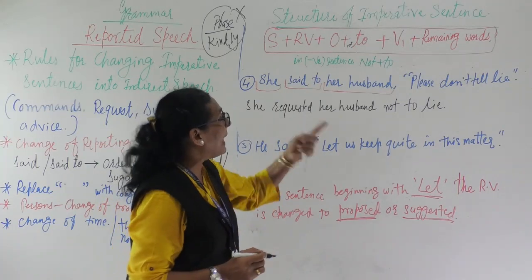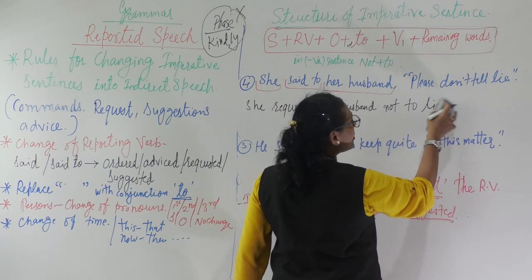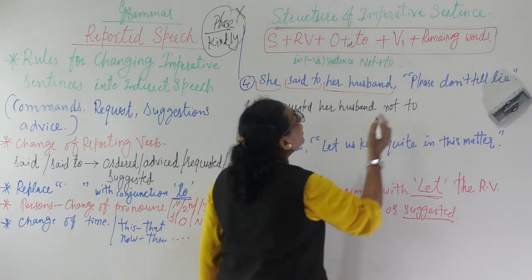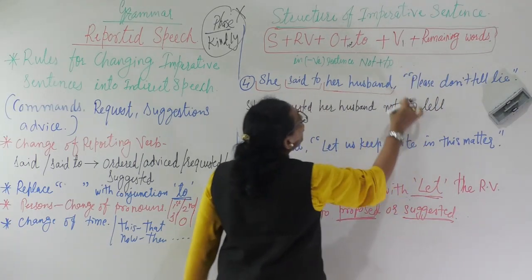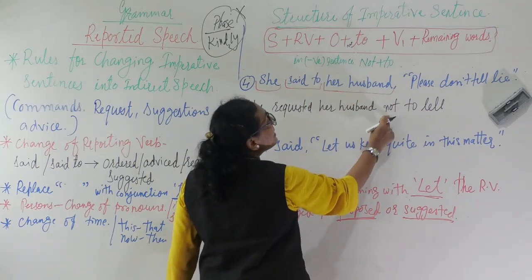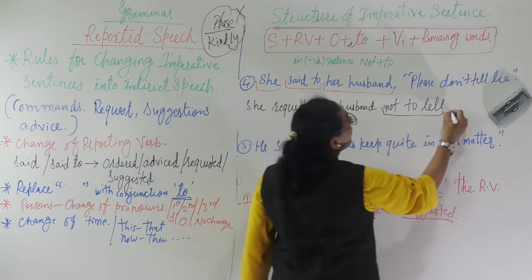Not to tell is there, okay? Not to lie is also correct, but as they have given this word tell, so not to tell, because the infinitive form is there, V1. To plus V1, so not to. Here not is there, so here the negative is there. That's why not to tell a lie.